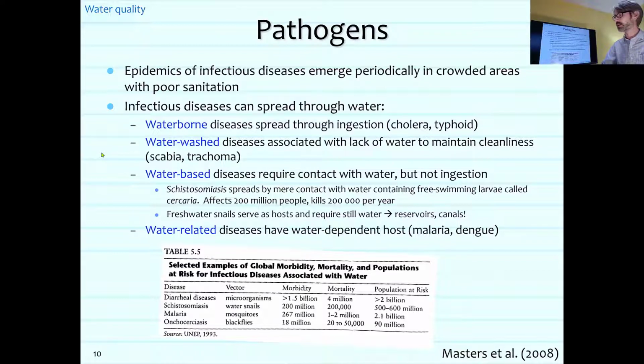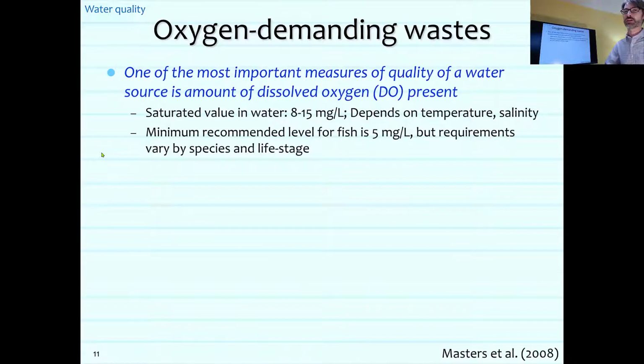called Cercaria. This afflicts upwards of 200 million people per year, and it kills 200,000 people per year. And as you heard on the previous slide, freshwater snails serve as the hosts and require still water, reservoirs and canals. And then we have water-related diseases that have water-dependent hosts, so things like malaria or dengue that rely on mosquitoes for transmission. The next classification is oxygen-demanding wastes.